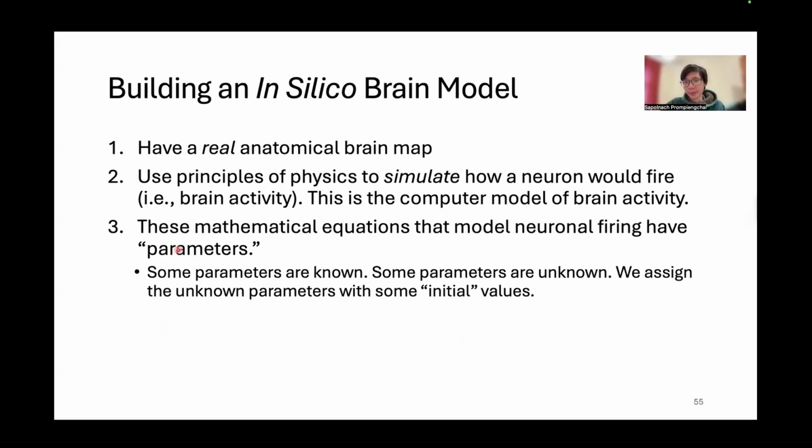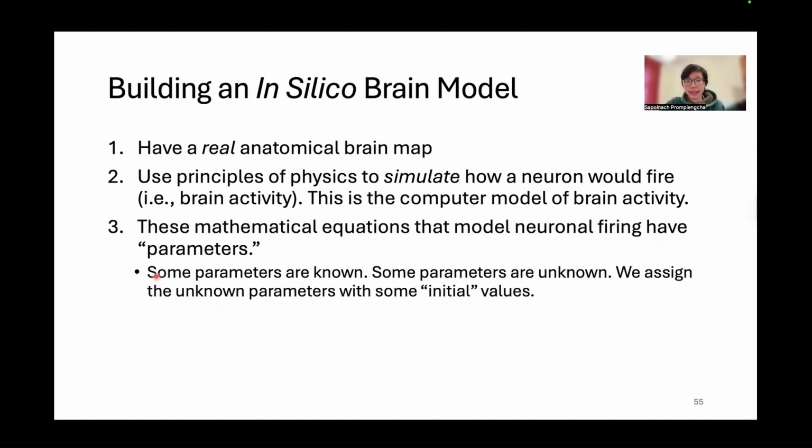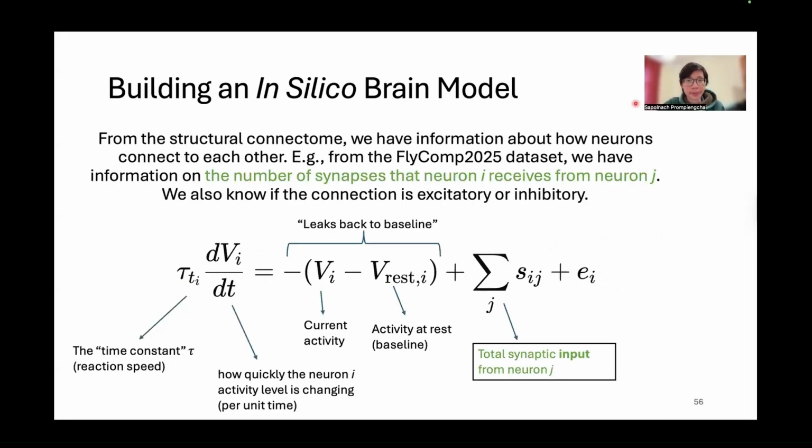But why did I show you those equations? It is because these mathematical equations that model neuronal firing have parameters. Those variables that we were seeing are called parameters. So each of these is a parameter. Now, some parameters are known, so we have information on some of them, but some parameters are unknown. And for the unknown parameters, we assign them some initial values. Okay? So, an example of a known parameter.